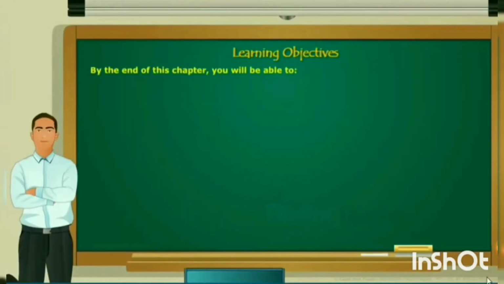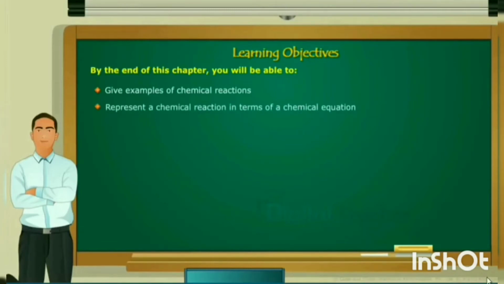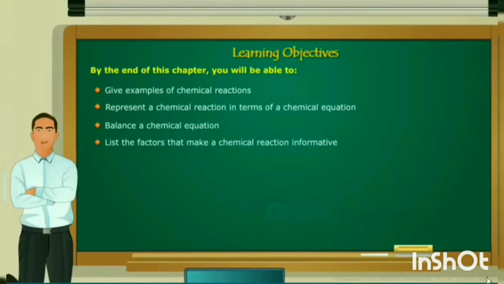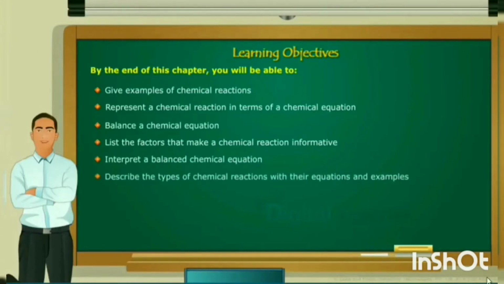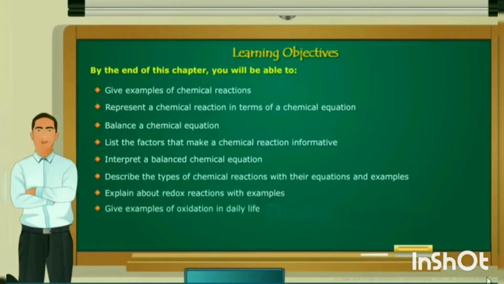Let us go through the learning outcomes of the chapter. By the end of this chapter, you will be able to give examples of chemical reactions, represent a chemical reaction in terms of a chemical equation, balance a chemical equation, list the factors that make a chemical reaction informative, interpret a balanced chemical equation, describe the types of chemical reactions with their equations and examples, explain redox reactions with examples, give examples of oxidation in our daily life, and list methods of prevention of corrosion and rancidity.